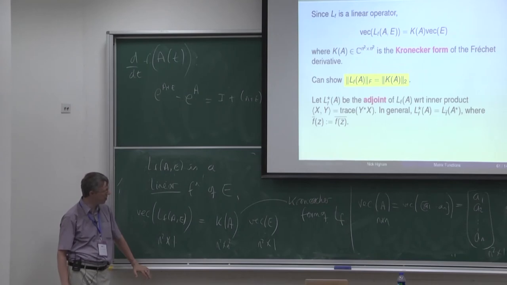And the reason for that name is that sometimes K will have the form of a Kronecker product. But I don't think we're going to need that at all.